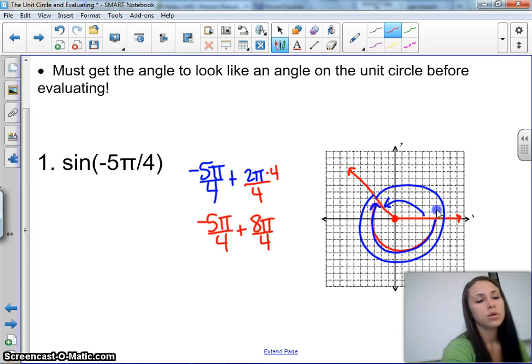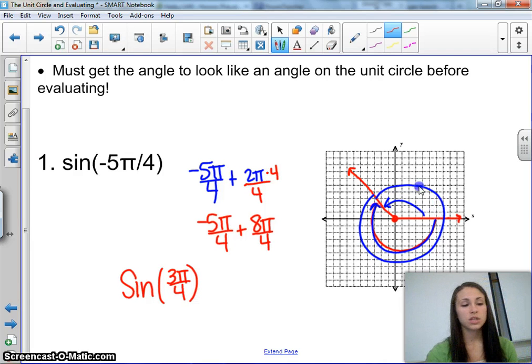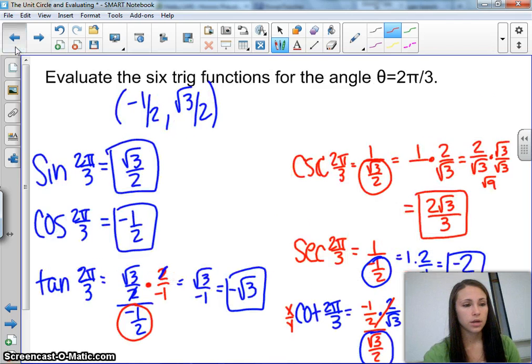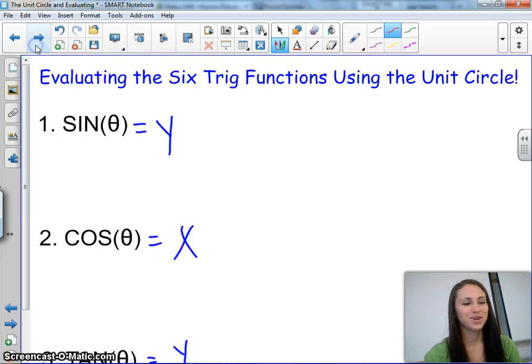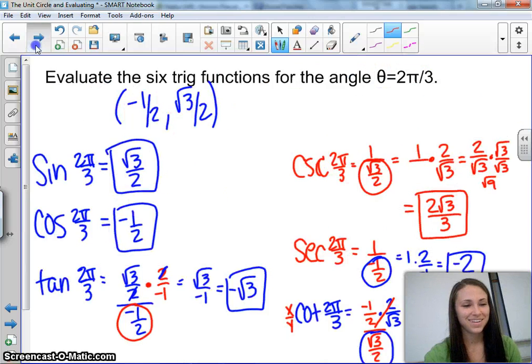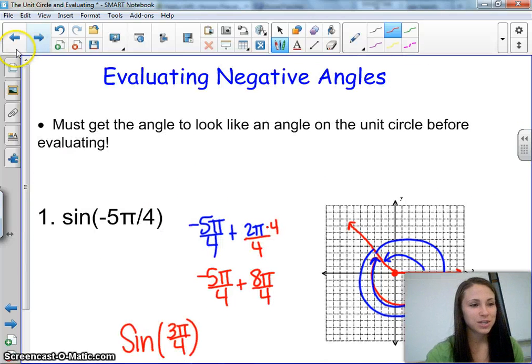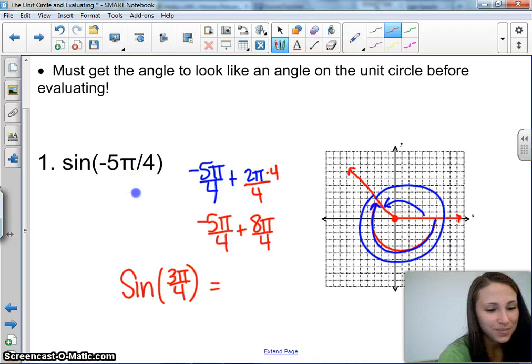And so the angle is just going to be negative 5 plus 8 is 3 pi over 4. And so then I would go do that exactly like I would normally. I'm going to look on my unit circle at 3 pi over 4. So let's go back over here. Unit circle at 3 pi over 4, and I was finding the sine. Sine is the y, and so that's just square root of 2 over 2. And so this is just going to be square root of 2 over 2.